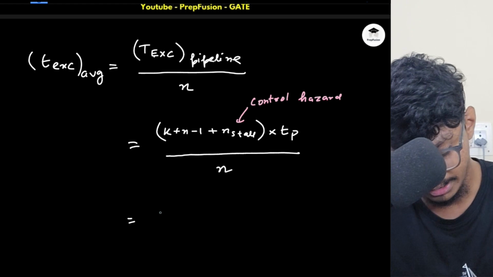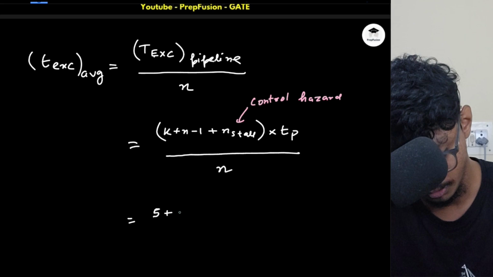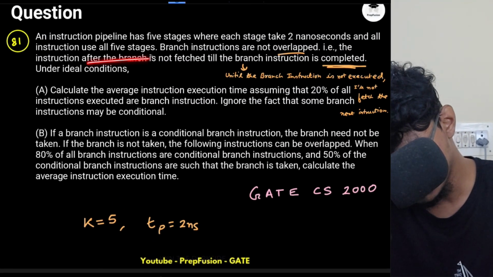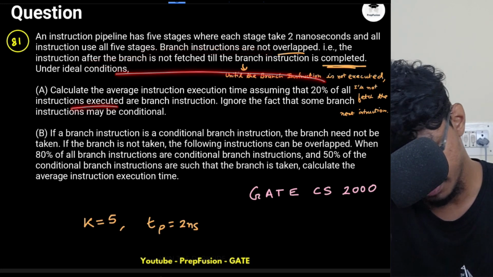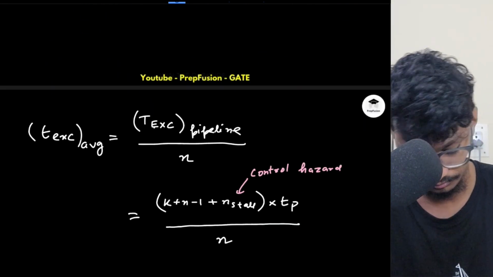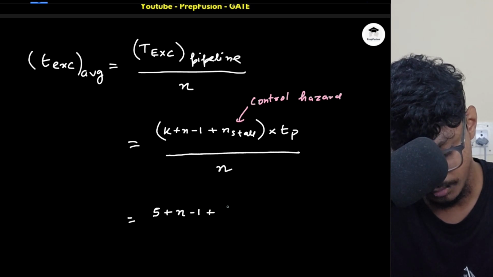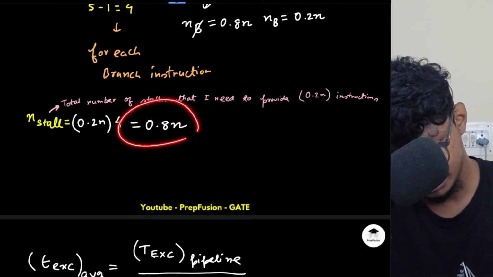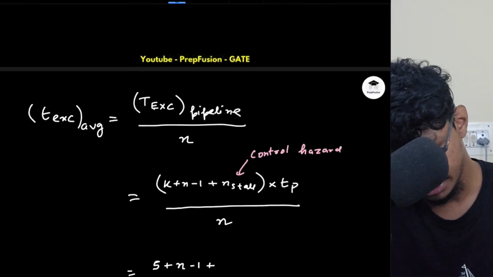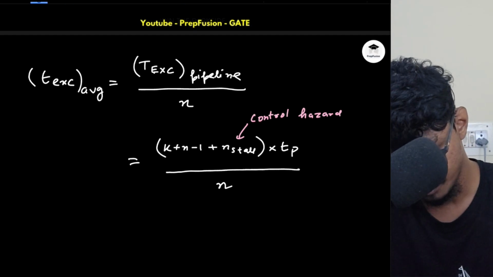K is simply 5, and N is N only, because they have not provided me the value of N, how many instructions I am actually fetching. So I will assume N to be very, very high. That is my assumption basically. Plus N minus 1 plus N stalls. Now you cannot simply replace this N with a number, so I'll show you one example. Let's first do an example: assume N to be 100.